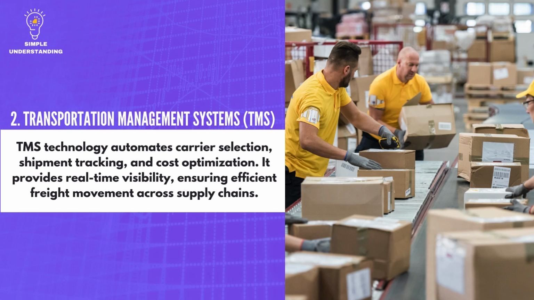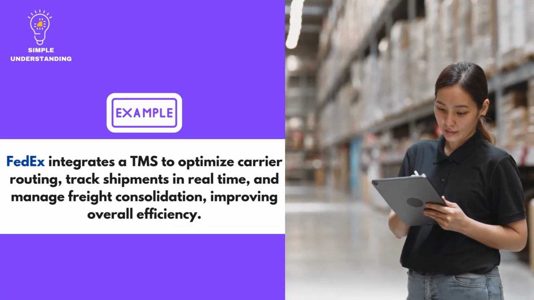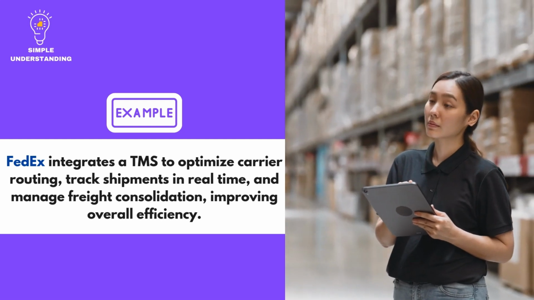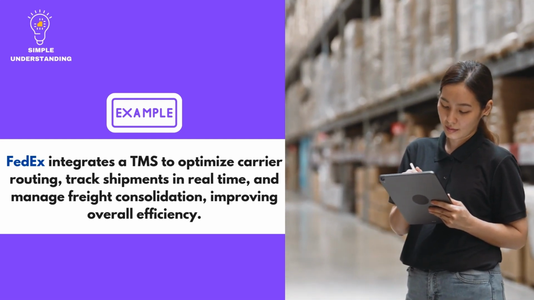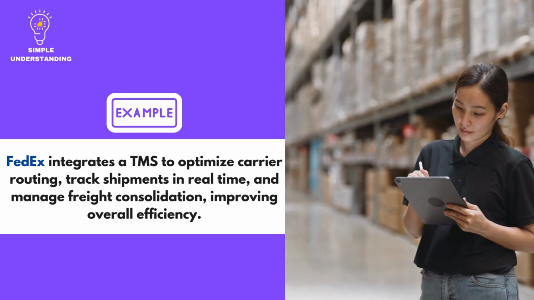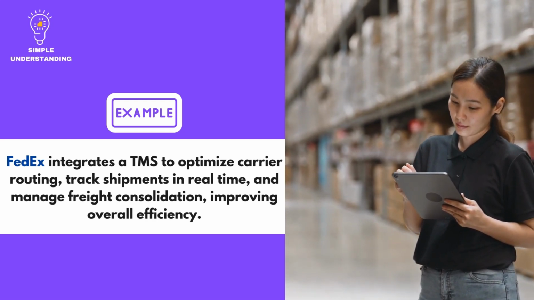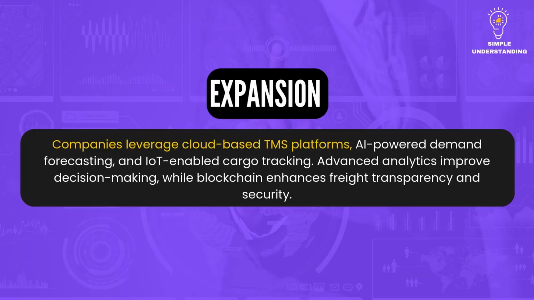It provides real-time visibility, ensuring efficient freight movement across supply chains. Real company example. FedEx integrates a TMS to optimize carrier routing, track shipments in real time, and manage freight consolidation, improving overall efficiency. Expansion. Companies leverage cloud-based TMS platforms, AI-powered demand forecasting, and IoT-enabled cargo tracking. Advanced analytics improve decision-making, while blockchain enhances freight transparency and security.